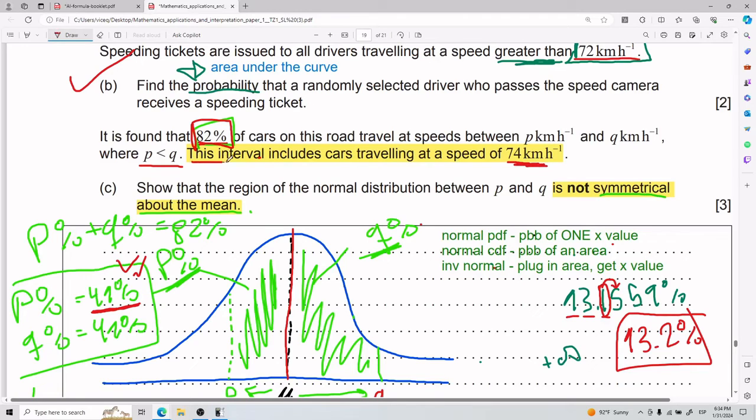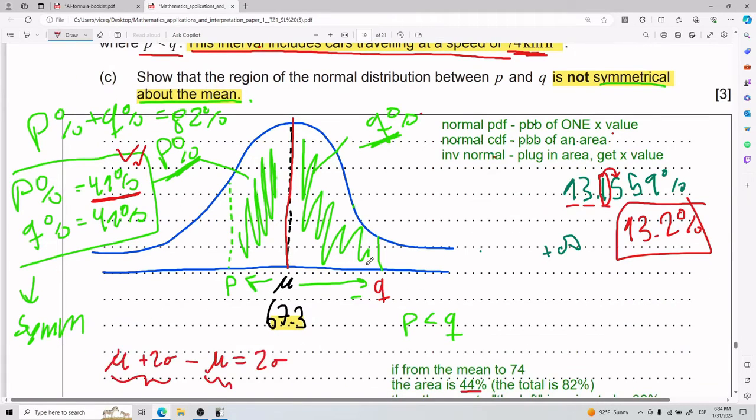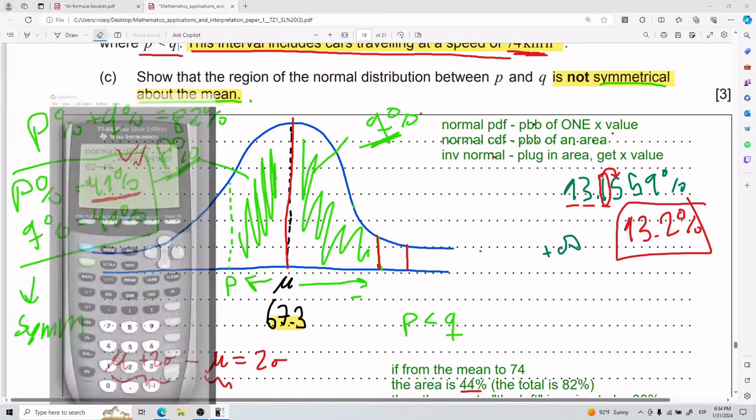Well, because they tell you that this interval includes cars traveling at a speed of 74. See? And although you might tell me, okay, but you don't know if Q reaches here or there or here, well, you know at least how far it goes. You know it goes at least until 74 or more. Okay? And so if you play around with the fact that it reaches at least 74, you can go ahead and plug in 74 for normal CDF.